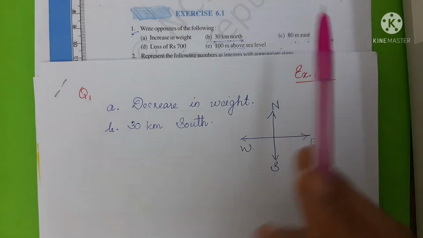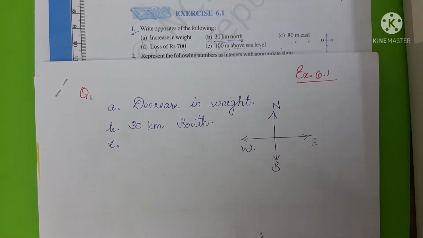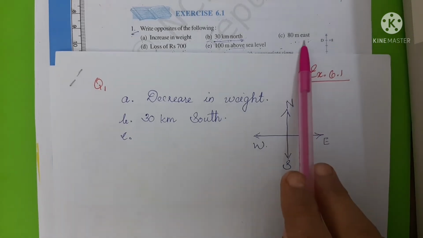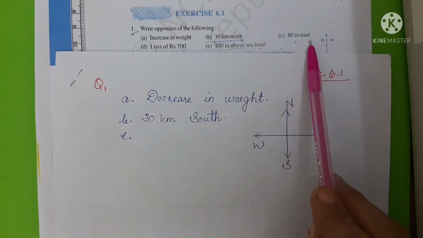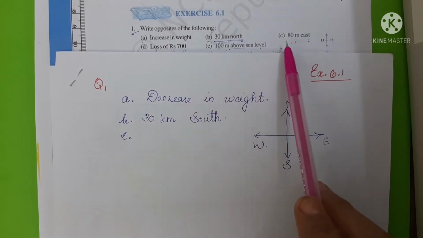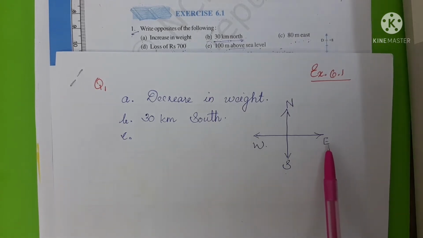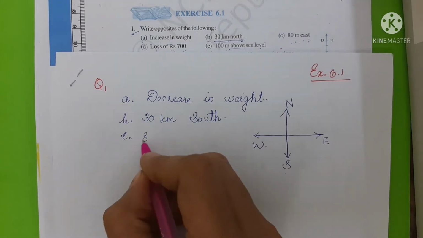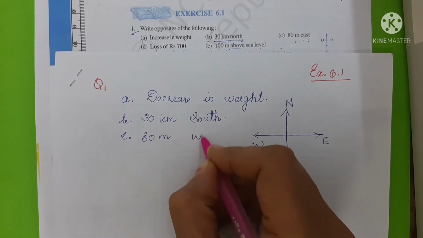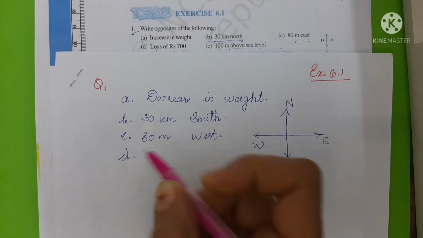So, question number C. 80 meter east. In this question, same like the second question, we use the directions. The keyword is east. So, what is the opposite direction of east? East is west. So, answer is 80 meter west.